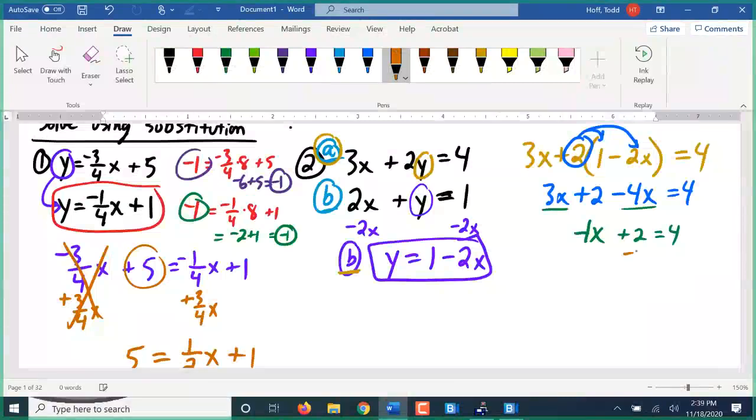We'll subtract 2 from both sides. Now we can start to solve. Subtract 2 from both sides. We have negative 1x equals 2. And we divide by negative 1. x equals negative 2.